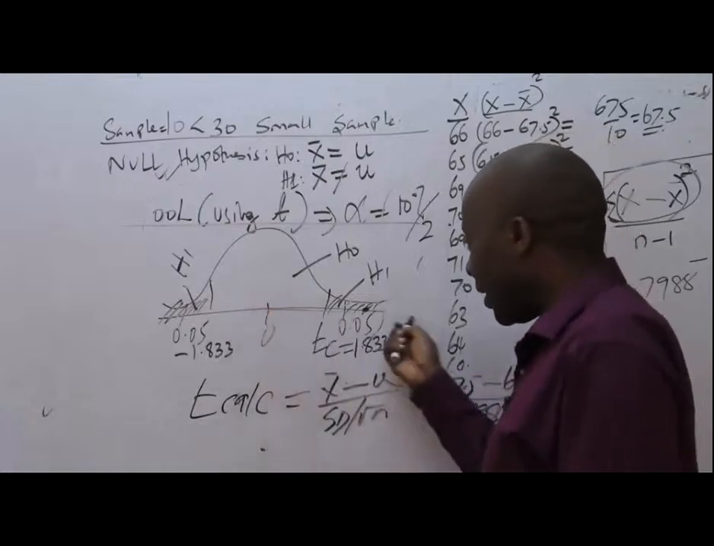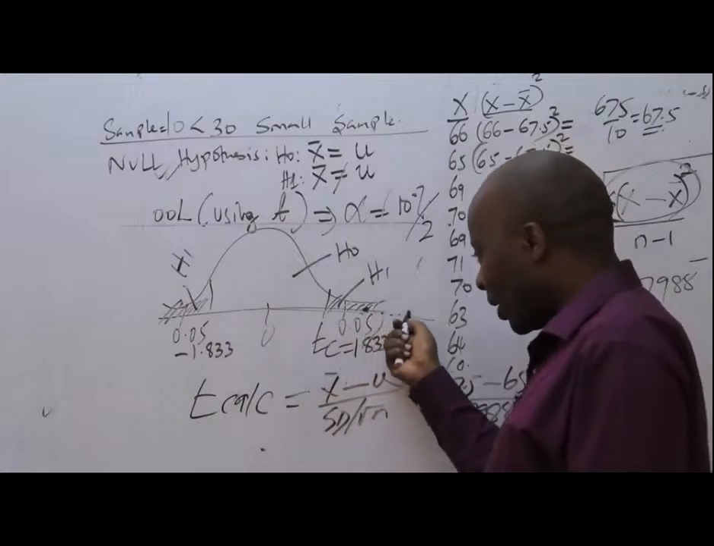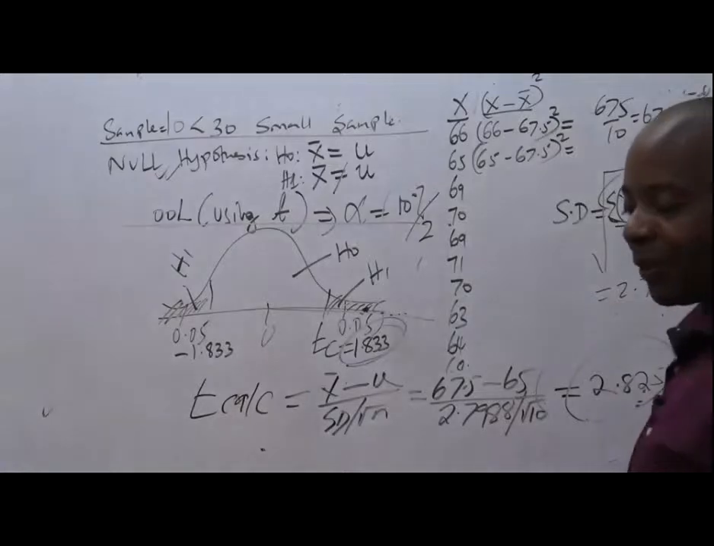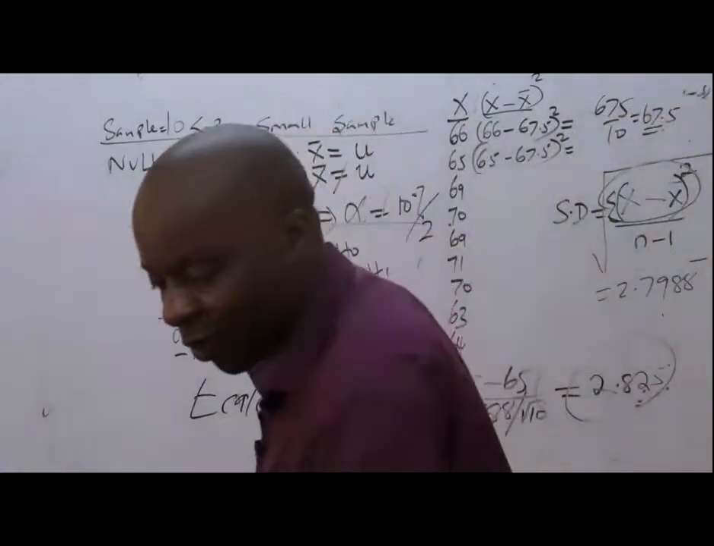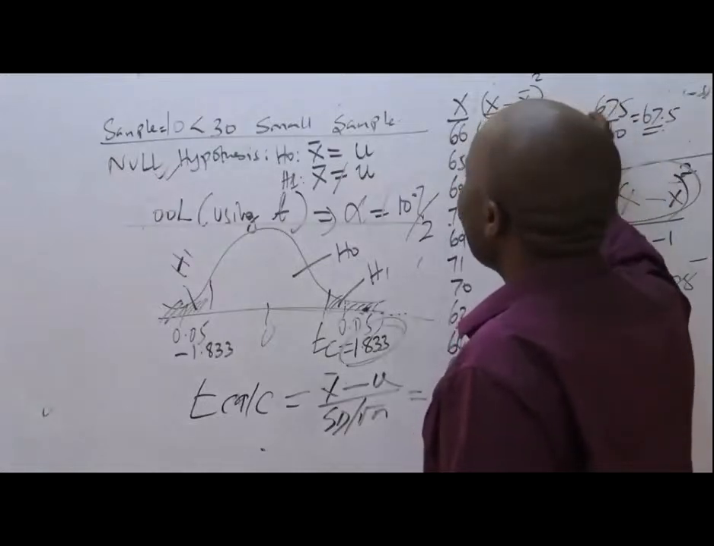This is the number line. 2.8 is on the right-hand side of this, bigger like that. So this falls on the shaded region, and therefore we accept H0.